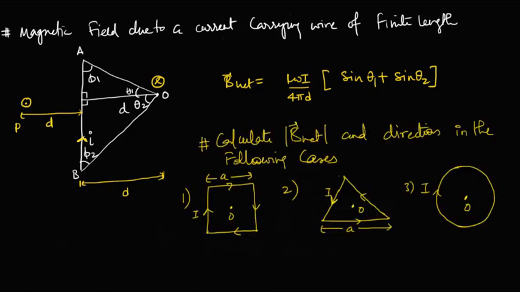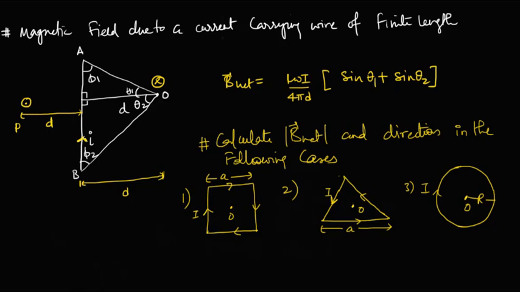Here are a few problems where you have to calculate the B net and the direction. The first is a square of length A. The current is going in the clockwise direction, and the value of the current is I. In the second one, it's an equilateral triangle, and the current is going anti-clockwise. The value of the current is I, and the side length in each case is A. And here we have a circular loop, and the current is I, and let's say the radius is R. I have to calculate the net magnetic field at O in each of the following cases.